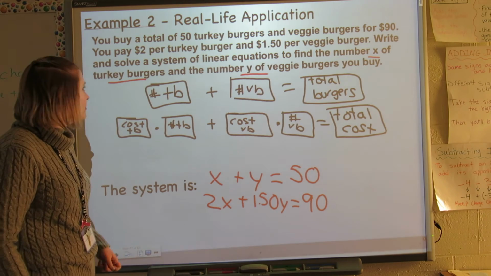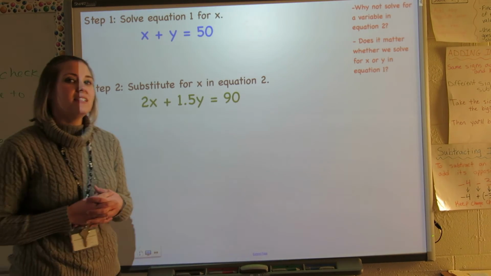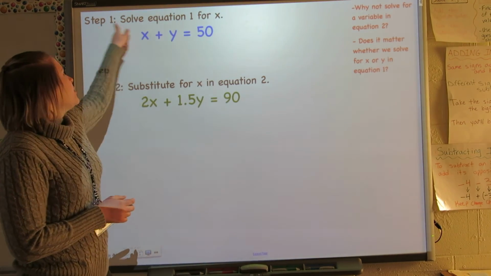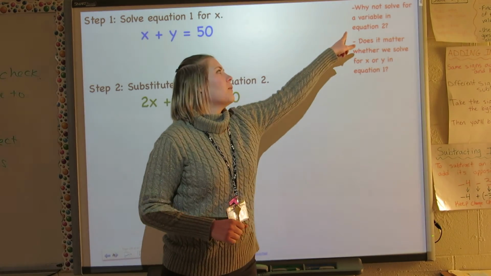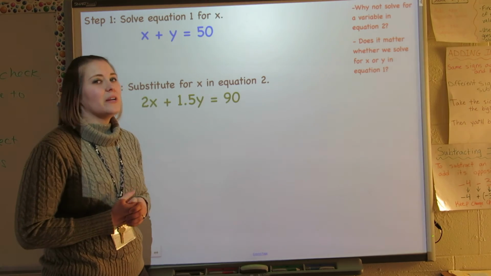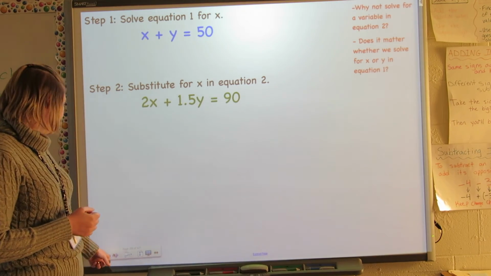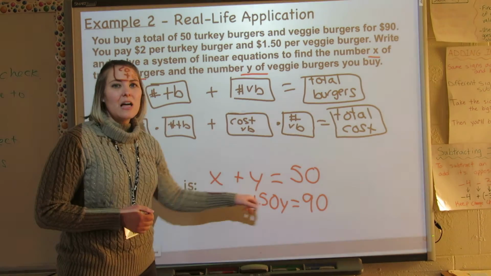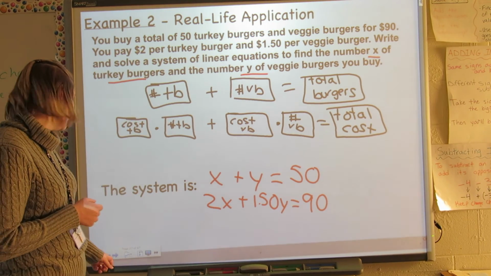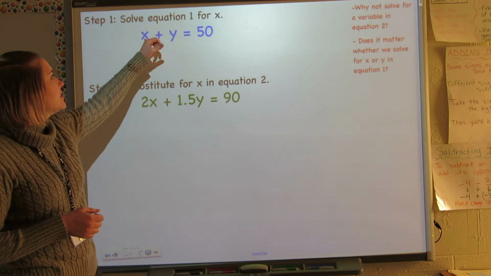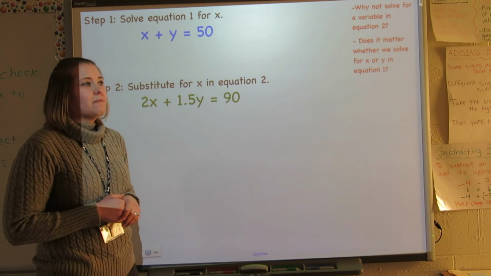Again, I'm going to use substitution to solve my system of equations. So step 1, solve equation 1 for x. I have a little note over here, why not solve for a variable in equation 2? Well, if we go back and look at equation 2, it's a lot more complicated and you'd have more steps to do to get one of those variables by itself. So that's why I chose to solve equation 1.